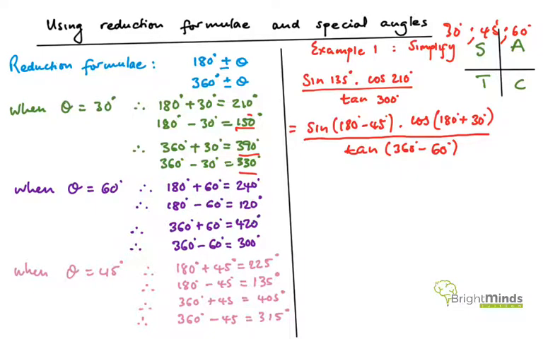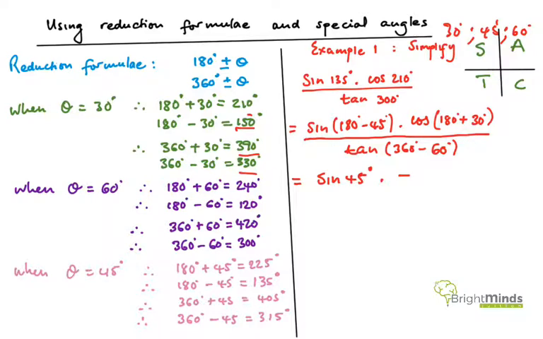So if I look at sine of 180 minus 45, where is 180 minus 45? It's going to be in the second quadrant. Then I ask myself, is sine positive or negative in that quadrant? Sine will be positive. If I apply that, I'll get sine 45 degrees, and sine is positive.